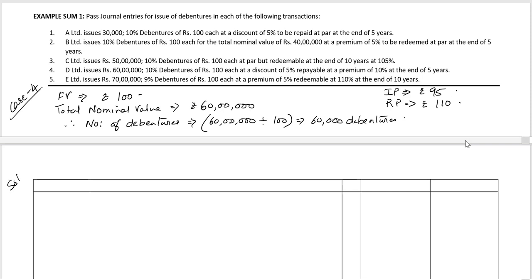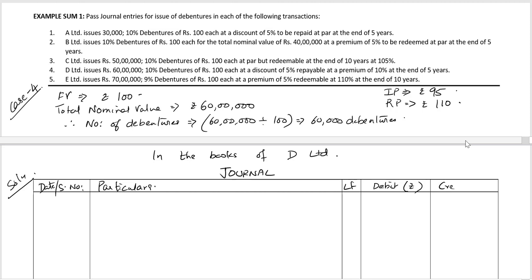Let's go on to the solution in the books of D Limited. Journal, date/serial number, particulars, LF, debit rupees and credit rupees.